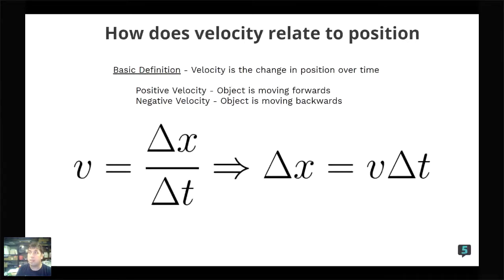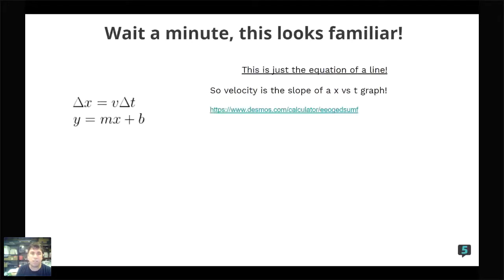All right, so let's see how we did. Hopefully, you guys realized that this is really just the equation of a line. Delta x equals v delta t is exactly the same thing as y equals mx, where b would be a zero term. So if we make this graph with delta x, the change in position, on the y-axis, and delta t, the change in time, on the x-axis, that means the slope of this graph must be the velocity.